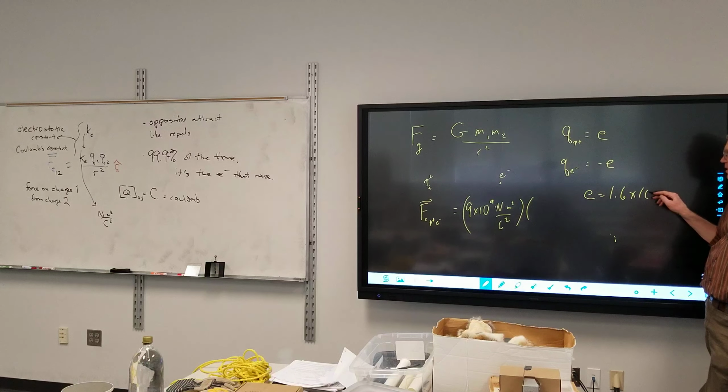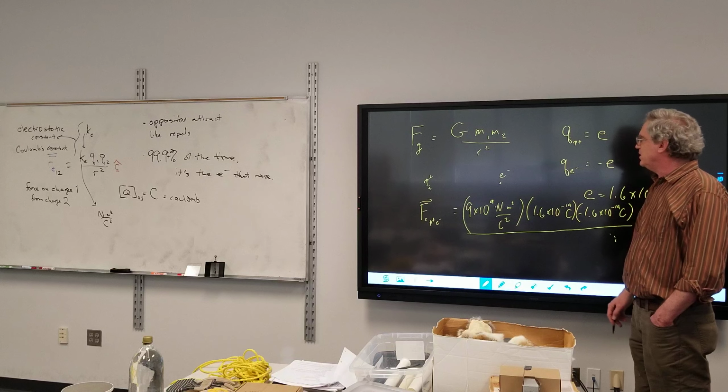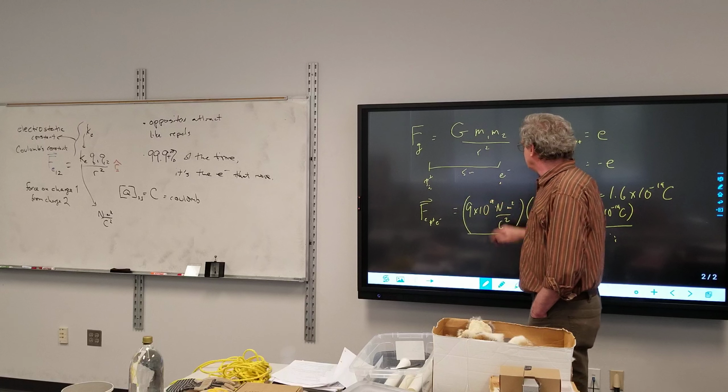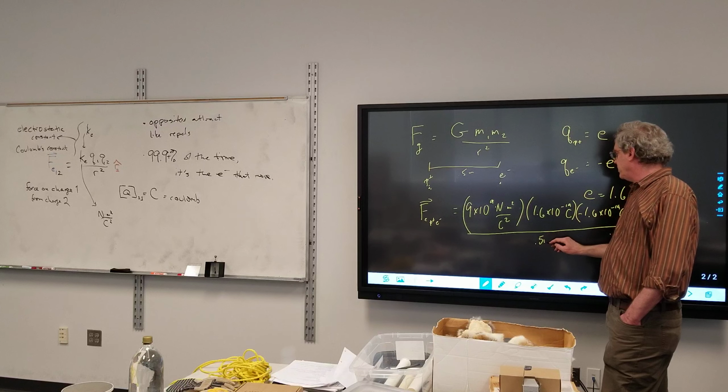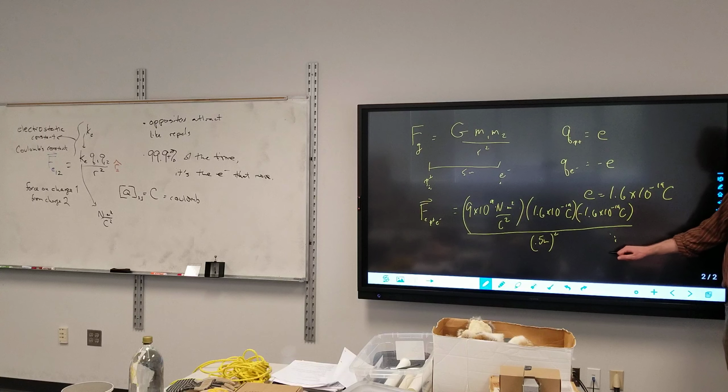Charge of the electron, negative 1.6 times 10 to the negative 19th coulombs, divided by the distance between them. So let's put the distance between them to be 0.5 meters. So 0.5 meters squared. If someone would be kind enough to talk of our electron.